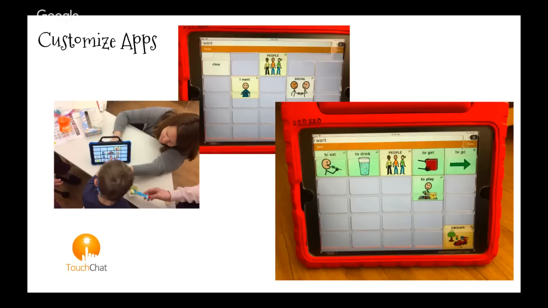But when you hit "I want," it'll then transition to the next page where you see to eat, to drink, to get, to go, to play. So we're getting a lot of those different highly motivating things for him. And then when you get one, you'll get your fringe piece. So that was a nice adaptation that's been working well for him right now.